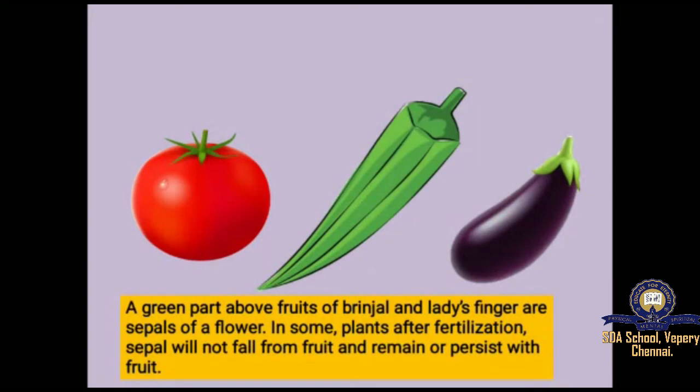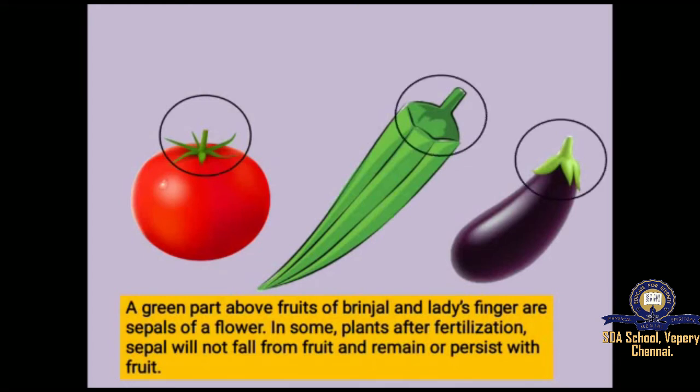Here I have some vegetables: tomato, lady's finger, and brinjal. Can you see a green part above the fruit of tomato, lady's finger, and brinjal? They are called sepals, and they are the sepals of a flower. In some plants, after fertilization, sepals will not fall from the fruit and remain or persist with the fruit.